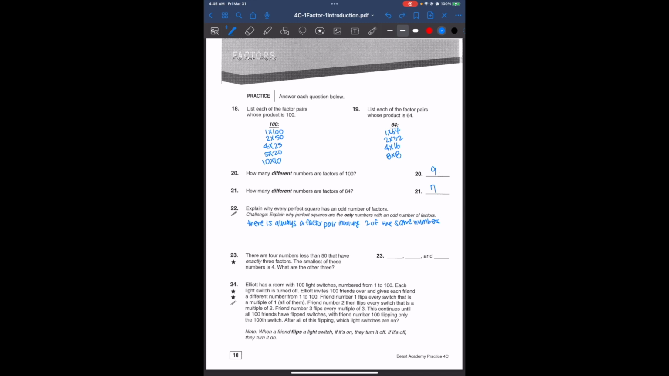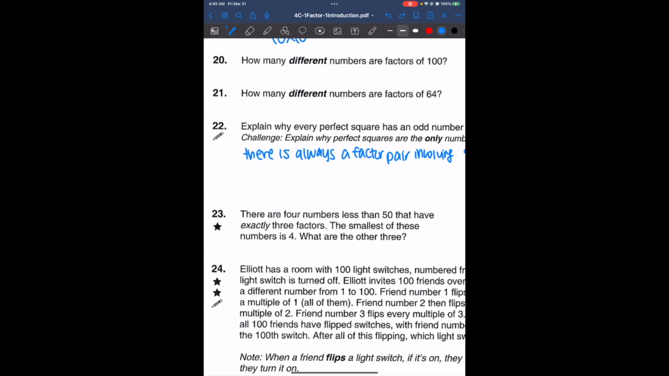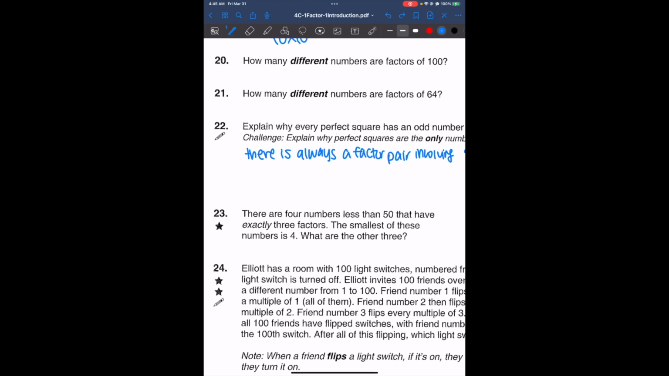For 23, it says, there are 4 numbers less than 50 that have exactly 3 factors. The smallest of these numbers is 4. What are the other 3? So only perfect squares have an odd number of factors, right? 3 is an odd number, and it's less than 50. So 1 is going to be 49, and the smallest is going to be 4. And 4 is 2 times 2.